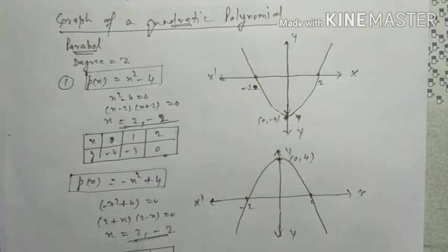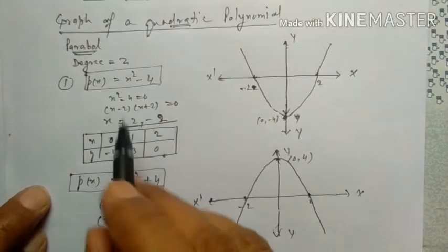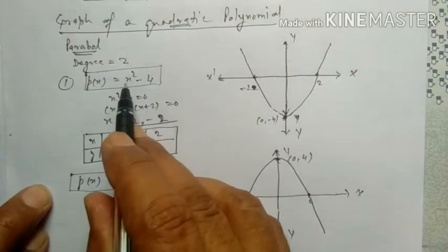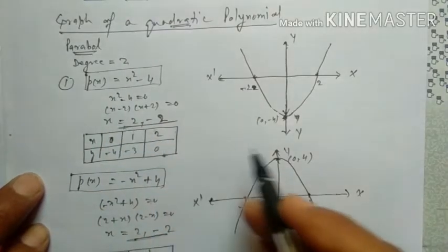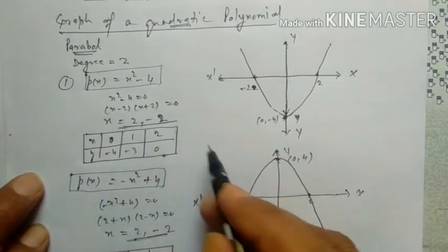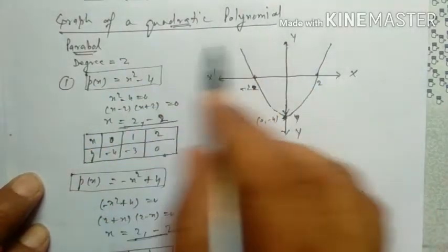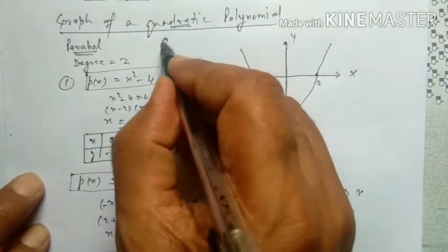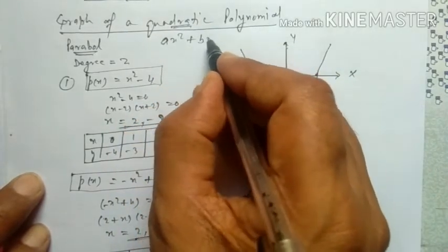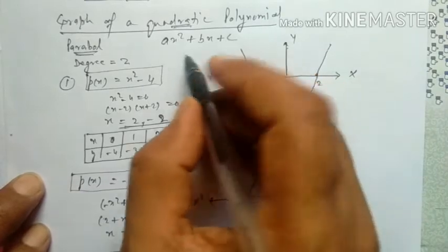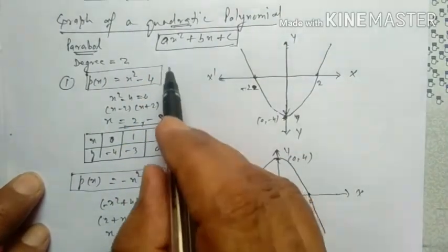So this depends on the value of the coefficient of x square. The general form of a quadratic polynomial is ax square plus bx plus c. This is the general form of a quadratic polynomial.